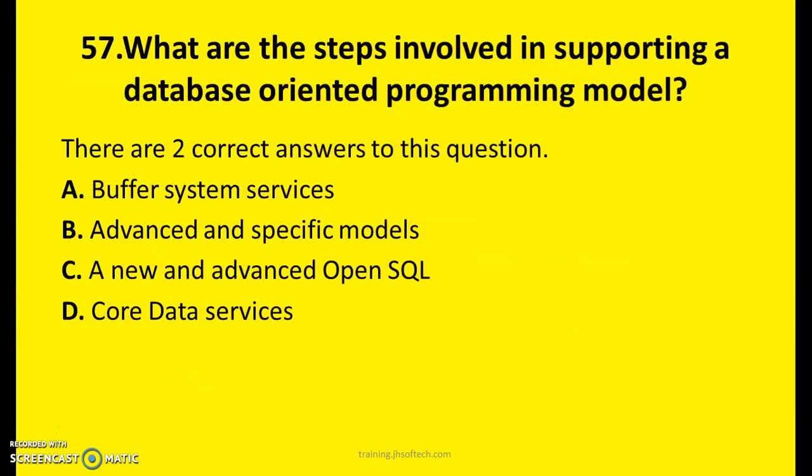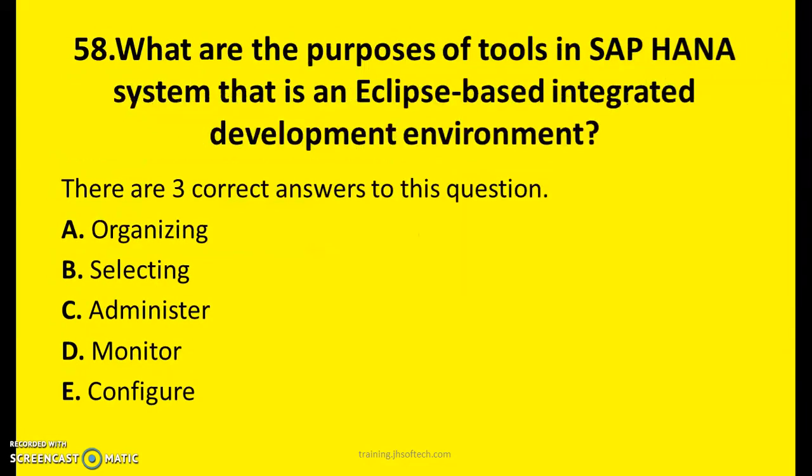57th question, what are the steps involved in supporting a database oriented programming model? There are two right answers for this. A, buffer system services. B, advanced and specific models. C, a new and advanced OpenSQL. D, core data services. So the answers are C and D: a new and advanced OpenSQL, and core data services.